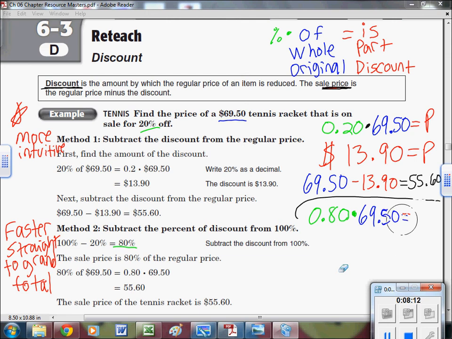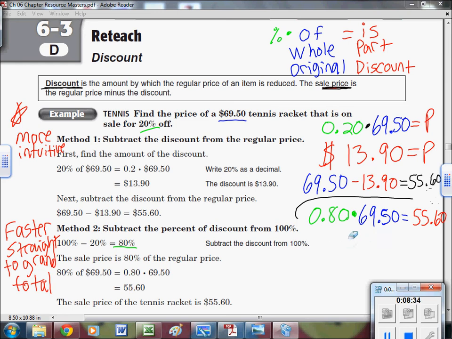$69.50. That will equal $55.60. So that tells you your total before taxes, we're ignoring tax right now, your total at the cash register for that item is $55.60. Well, hey, that agrees with what we had before, $55.60. But I think you'll agree, we did it with much less steps. We literally did it with one calculation. Boom, we have our answer.